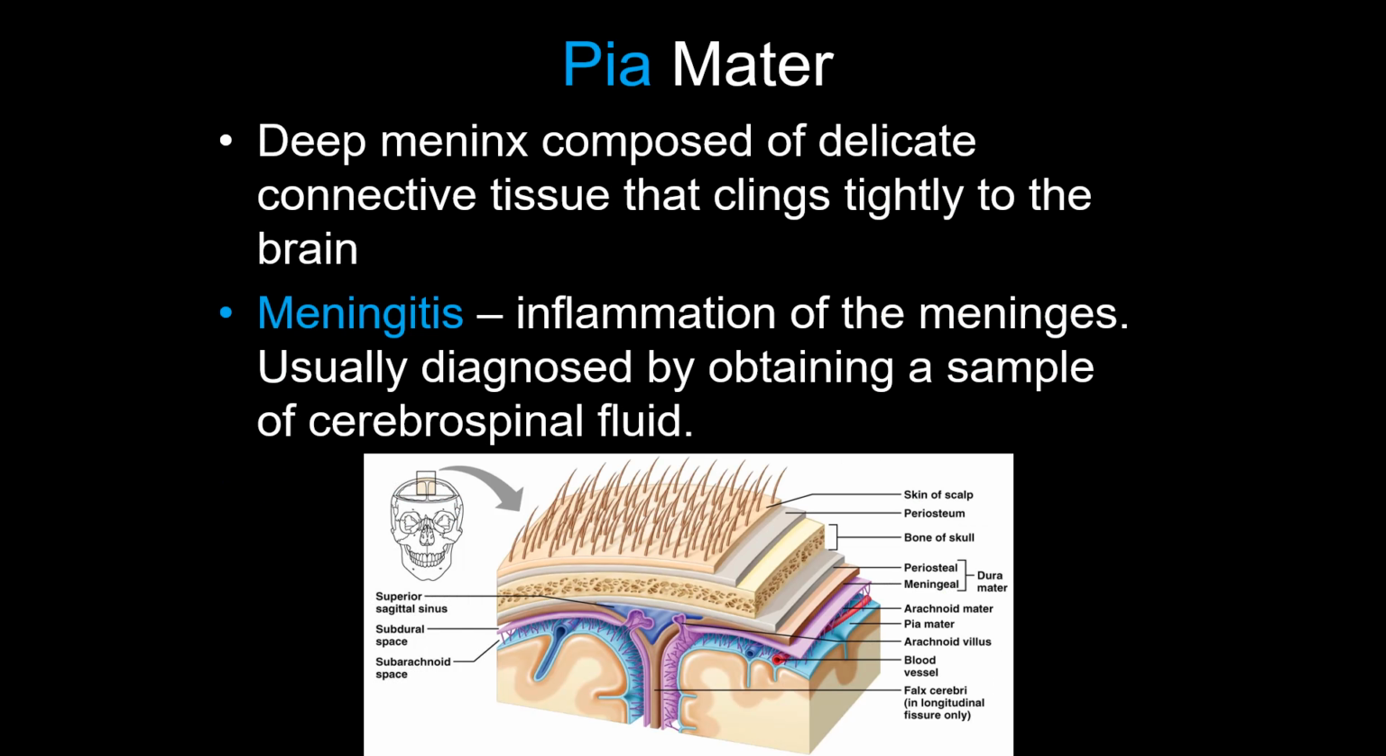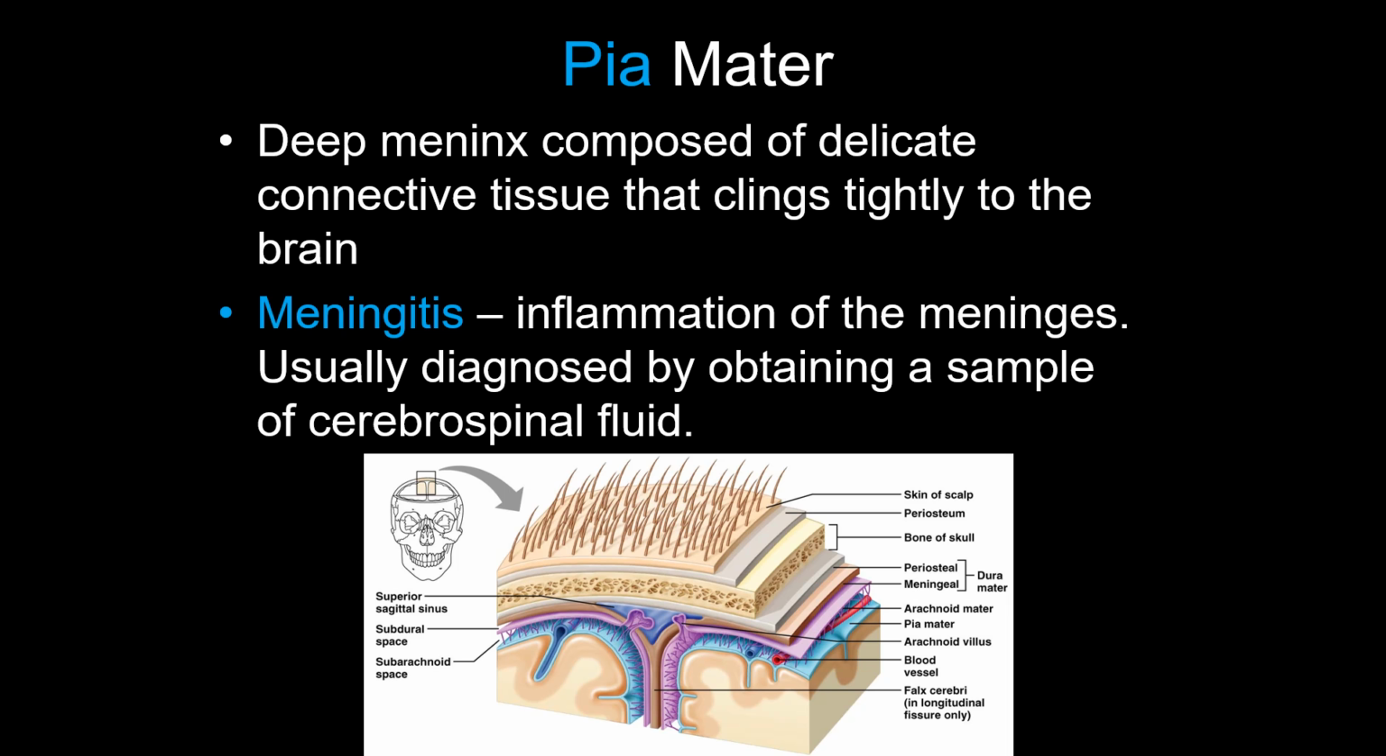Next word in your notes is meningitis. That is inflammation of any of the meningeal layers. It's on this slide for pia mater. It can be the dura mater, it can be the arachnoid mater, and quite often it's all three of them all at the same time. After you get that it's inflammation of these layers, I want you to know that it can be bacterial or viral. If it's bacterial, we can treat with antibiotics. If it's viral, we cannot.